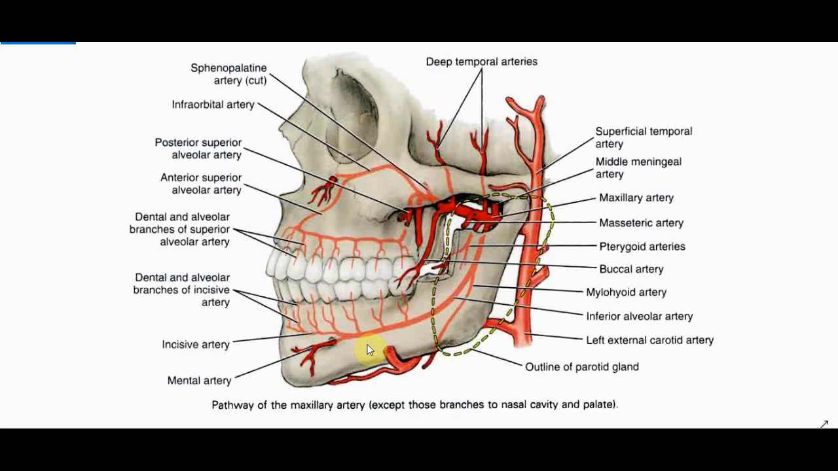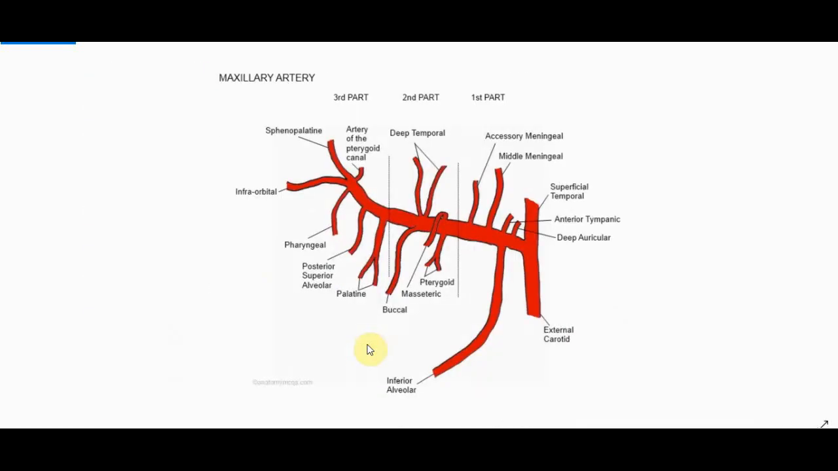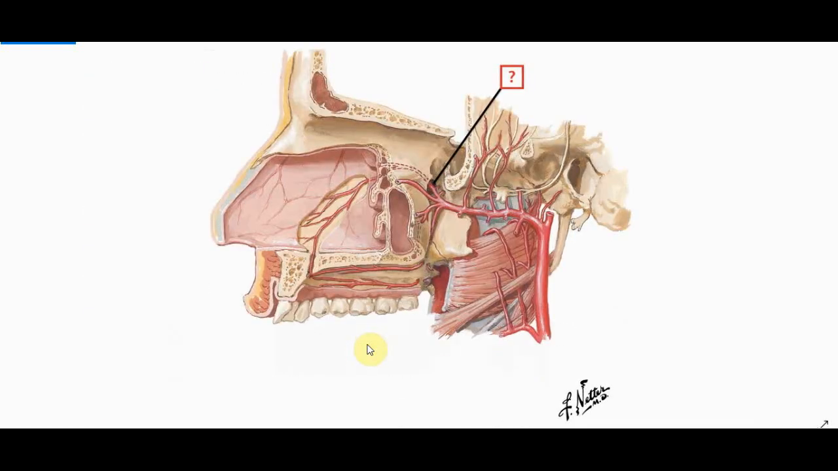Let's do some details. Let's go over the branches again. The deep auricular artery supplies the external acoustic meatus, the skin of the external acoustic meatus, the outer surface of the tympanic membrane, and supposedly the temporomandibular joint as well. The anterior tympanic branch, you cannot see these two over here, but you can see them in this one. The anterior tympanic branch supplies the middle ear, including the medial surface or the inner surface of the tympanic membrane.